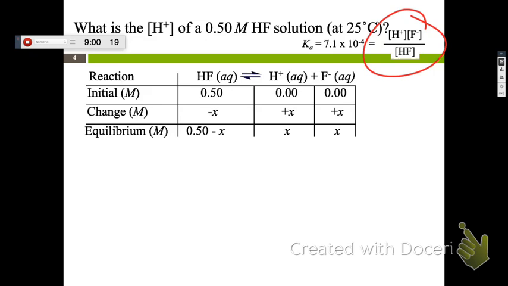So if we do that and we plug all of our numbers in, we put in the concentrations. We have on the top the concentration of H plus times the concentration of F minus, which is X squared. The bottom is the initial concentration minus, it went down a little bit, right? So at equilibrium we have 0.50 minus a little bit.